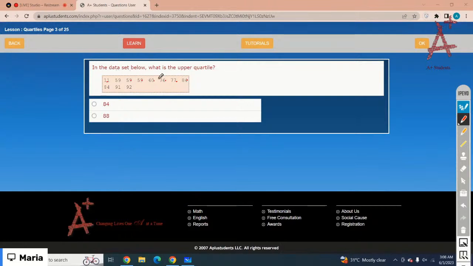1, 2, 3, 4, 5, 6. That is the median. Now here is the upper half. The middle one is the upper quartile. You have 1, 2, 3, 4, 5 numbers. That means the third one would be the upper quartile. The upper quartile is 84. Got it? So the correct option is 84.